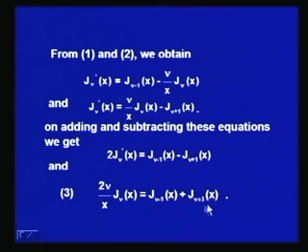This expresses the Bessel function of order ν+1 in terms of the Bessel functions of order ν and ν-1, and so if we know the Bessel functions of lower orders, that is J_ν(x) and J_(ν-1)(x), then we can get the Bessel function J_(ν+1)(x) from this equation, and therefore we call this formula the recurrence formula.